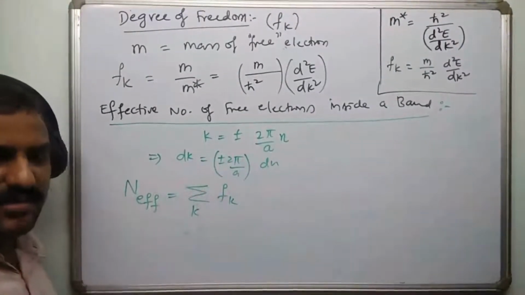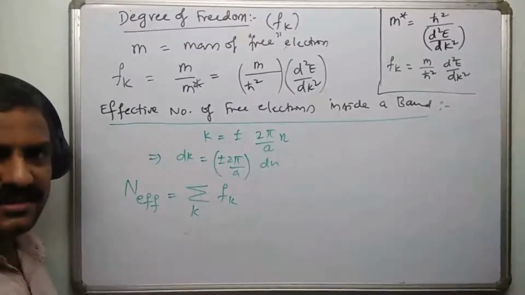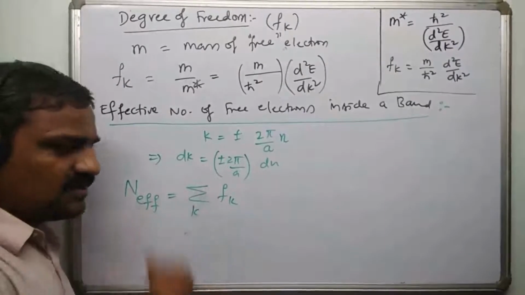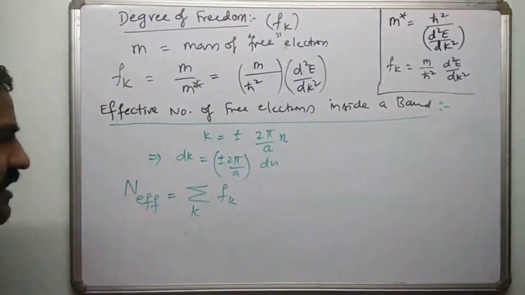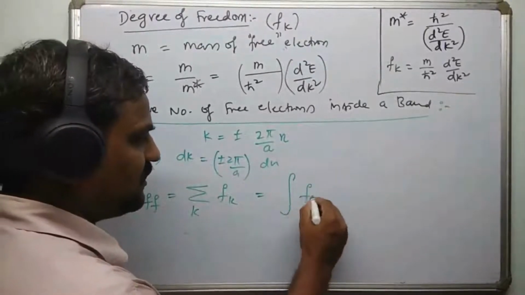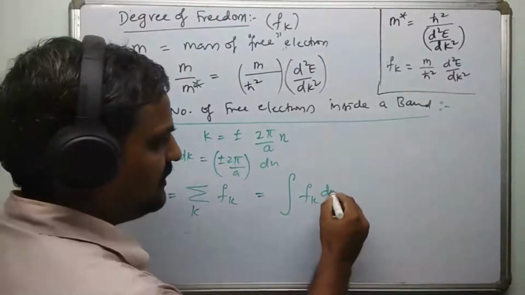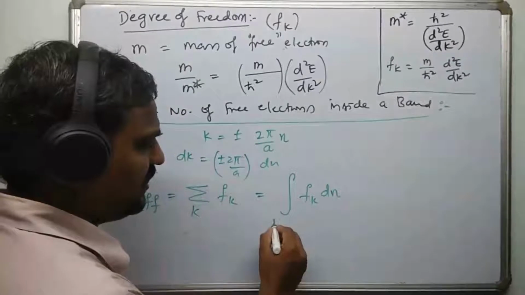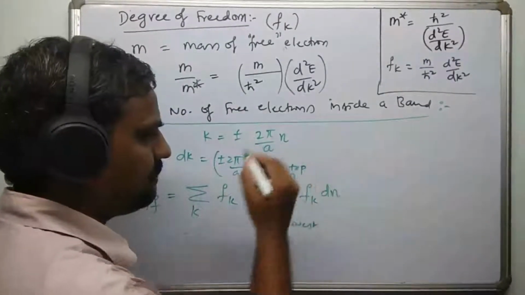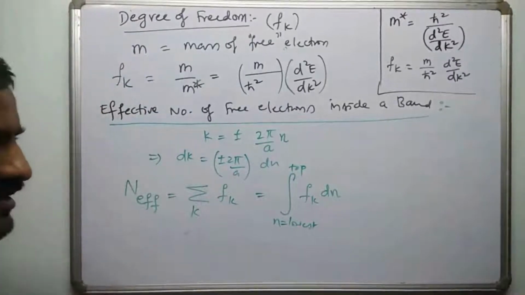That is one way. But remember, this number is very large. It's something like Avogadro number, which you cannot do physically. So instead of doing this, what we do is we rather do the integration. So it is going to be something integral fk dn, with n running from lowest to top. So you have to do this summation.